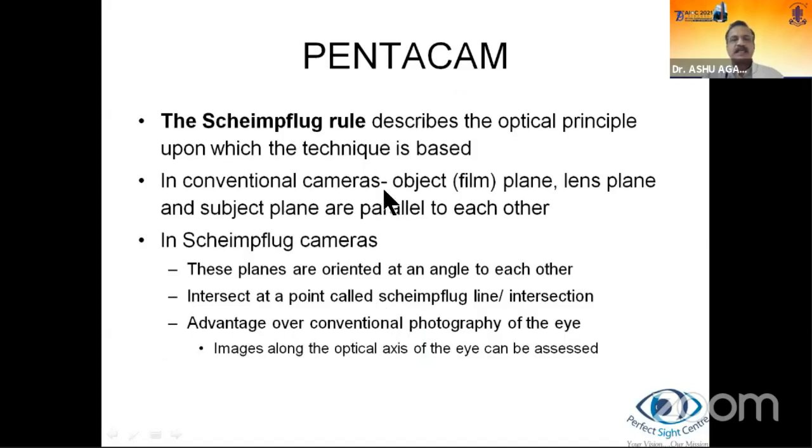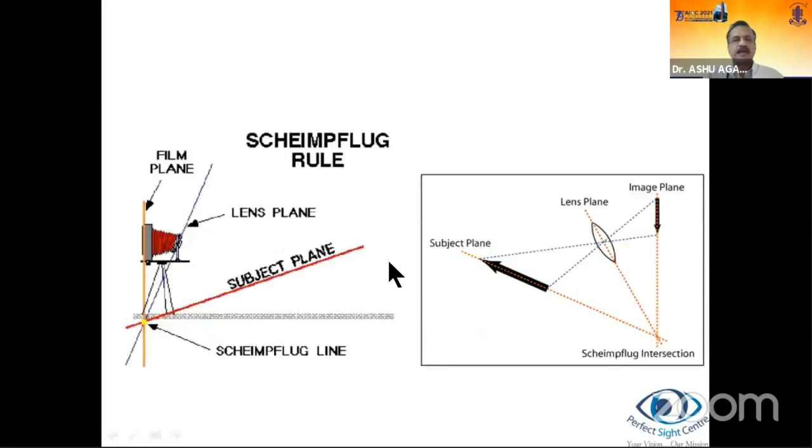What happens basically is that in conventional cameras, the object plane, that is the film plane, the lens plane, and the subject plane, that is the subject, are all parallel to each other. Whereas in Scheimpflug cameras, they can be oriented at an angle to each other, and they intersect at a point called the Scheimpflug intersection or line. So this is the Scheimpflug camera. If you remember these older cameras, this is the lens plane, the film plane, and the subject plane, and they need not be aligned.